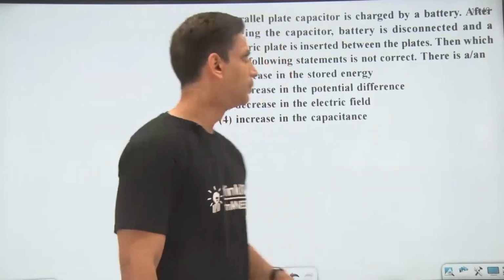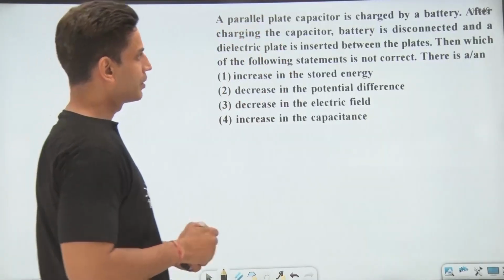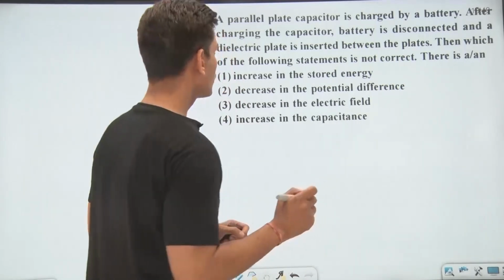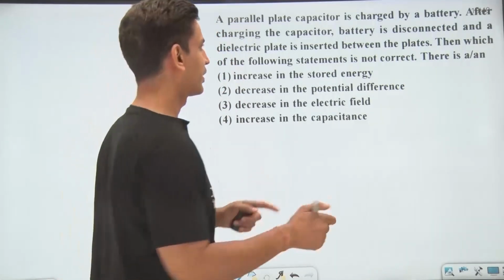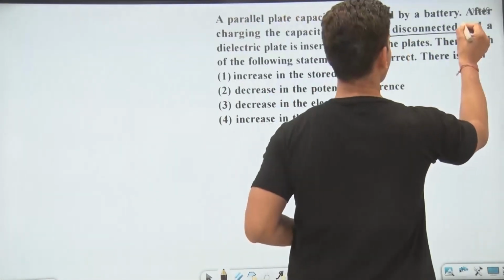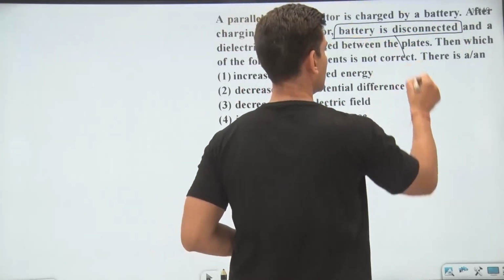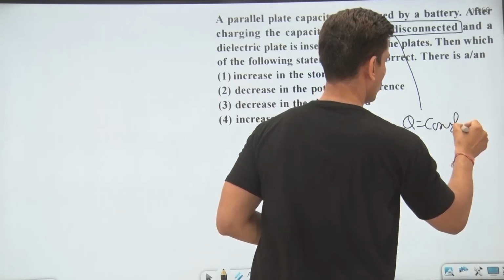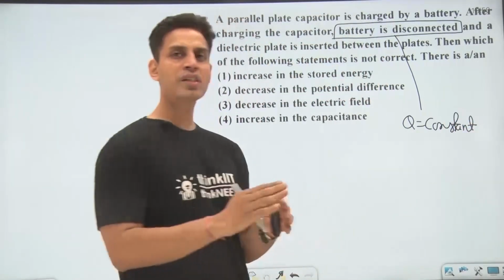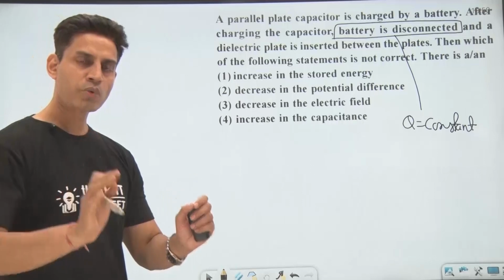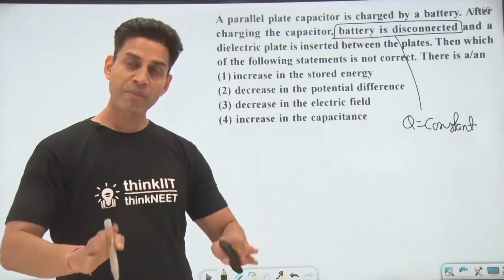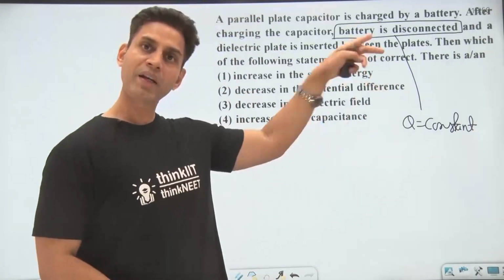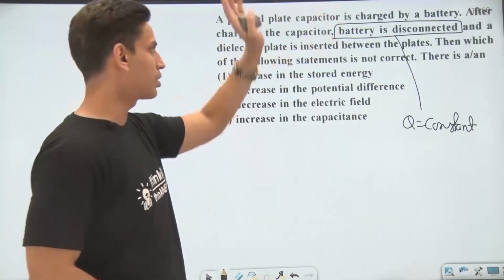The next one is: a parallel plate capacitor is charged by a battery. After charging the capacitor, the battery is disconnected. Battery is disconnected means Q will be constant. Always remember this: whenever you disconnect the battery, charge will remain constant, and whenever the battery remains connected, potential remains constant. Here the battery has been disconnected, so the charge remains constant.